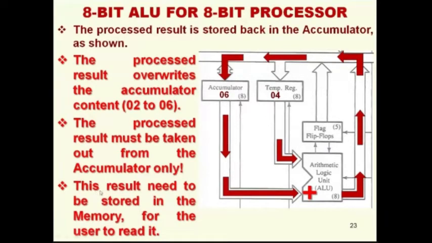So this result needs to be stored in the memory for the user to read it, because from the memory only we have to read, no? So we have to bring out the result from the accumulator to the memory. That is what we are going to do. That is what we did in the previous classes. Hope you understand. Now the question comes, how does the ALU know I need to add?